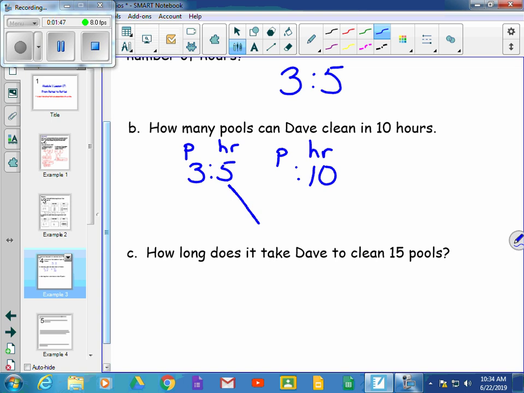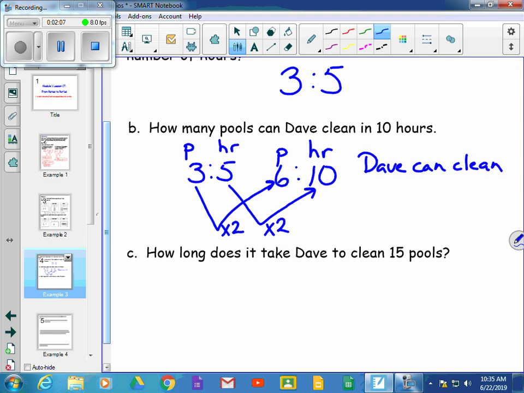My second terms are both given. I have to figure out what am I doing to 5 to get to 10, and that means I'm multiplying by 2. Do the same thing to the 3, and we get a 6. That tells us that Dave can clean 6 pools in 10 hours at that same rate.